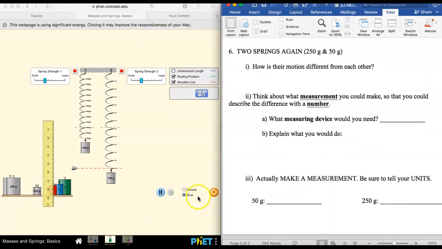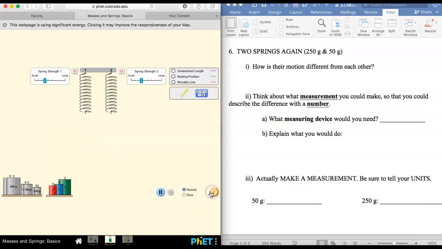Now we'll look at two springs again, and this is a reset button, which puts everything back to where you started. We're going to put 250 grams on this one and 50 grams on that one. So I have different masses. The springs are identical, but I've got different masses on them.